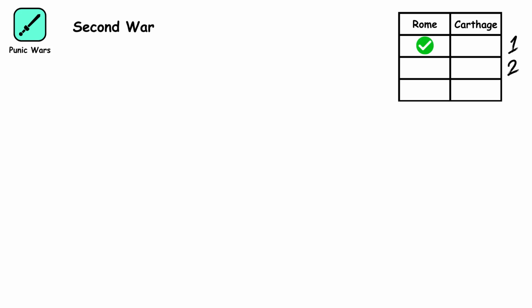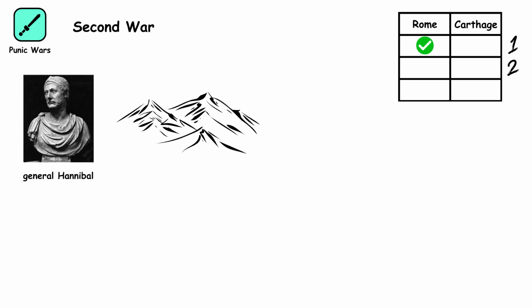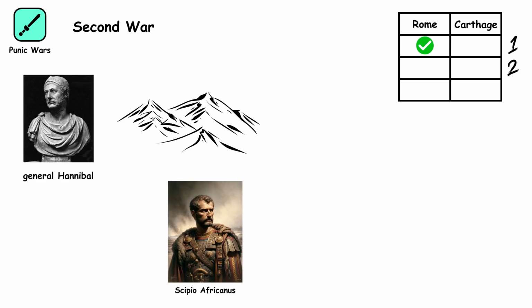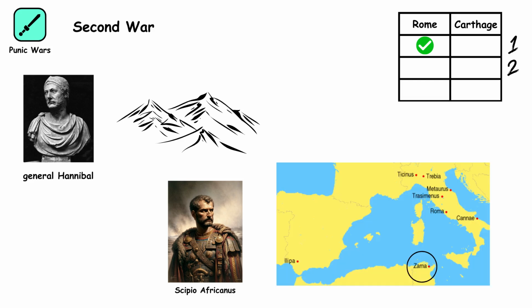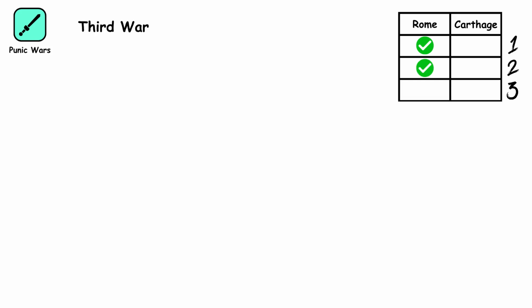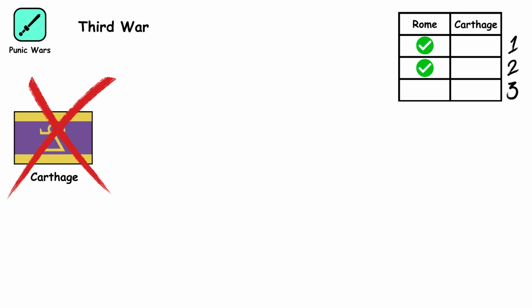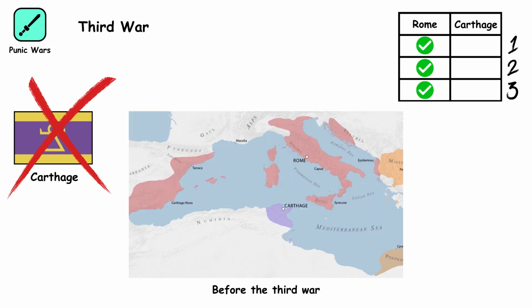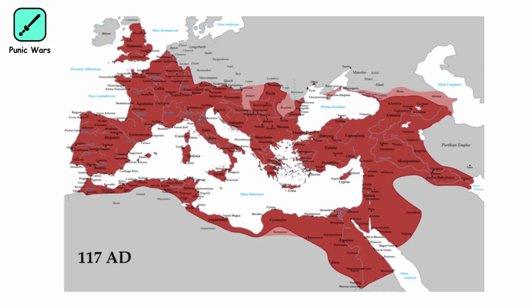In the Second Punic War, the brilliant Carthaginian general Hannibal crossed the Alps and won stunning victories, but Rome, under Scipio Africanus, ultimately defeated him at Zama. The Third Punic War ended with Rome's complete destruction of Carthage, turning its lands into a Roman province. These wars cemented Rome's dominance in the region and paved the way for its expansion into a mighty empire.